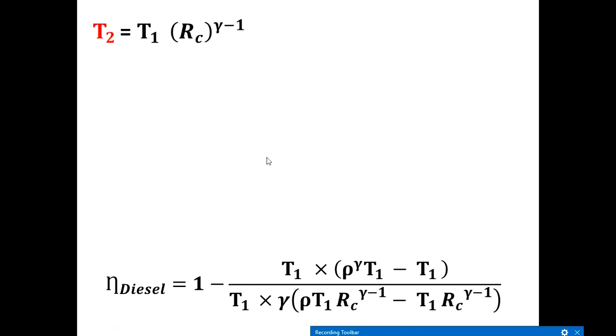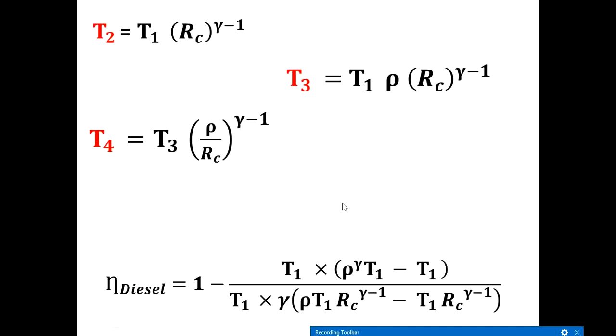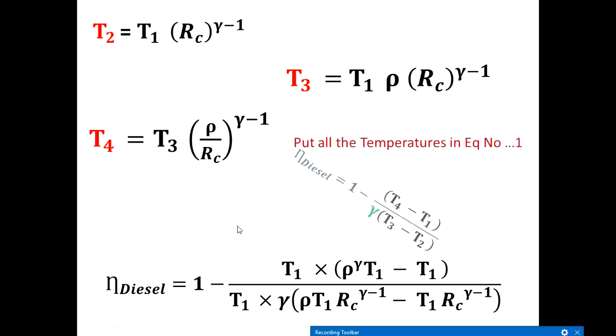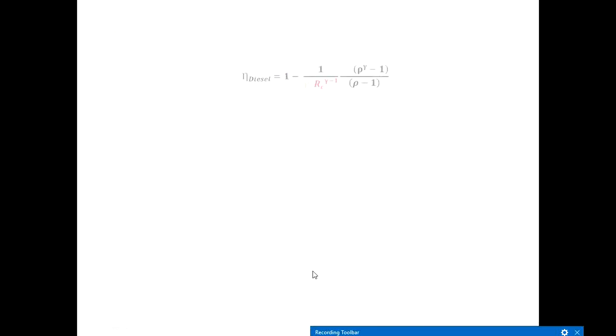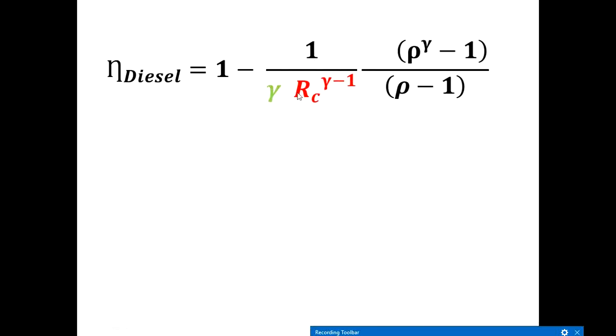Already you put all the values here, and you will get the diesel efficiency like this. Therefore, your efficiency will be 1 divided by gamma into RC to the power of gamma minus 1, of rho to the power of gamma minus 1 divided by rho minus 1. Thank you.